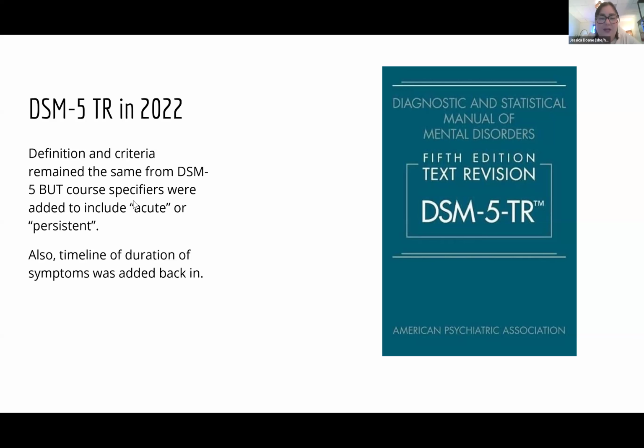We are in the text revision, and we now have a definition and criteria that remained the same from the DSM-5. So those things stayed the same, but core specifiers were added to include acute or persistent. And now we see that the timeline of duration of symptoms being added back in. And this brings us to present day 2025.